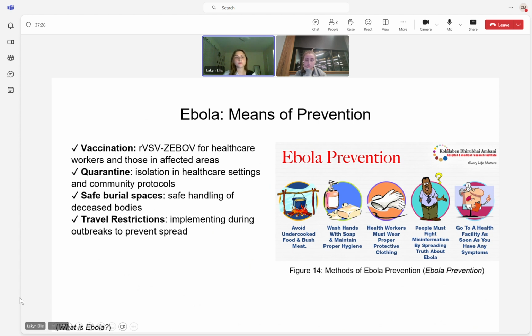And you could also prevent this by quarantining. If you or someone you know has come in contact with anyone with the virus, you would isolate yourself in healthcare settings or within your home. And if a loved one has passed away from the virus, it's important that they are buried in an environment or place where the virus cannot be spread, and that dealing with them, like I said a couple slides back with the postmortem care, is handled with the right precaution. And then obviously, travel restrictions are implemented during outbreaks to prevent the spread.